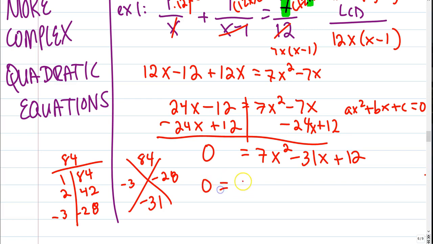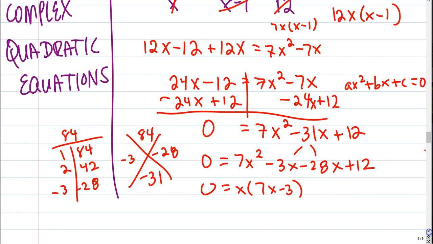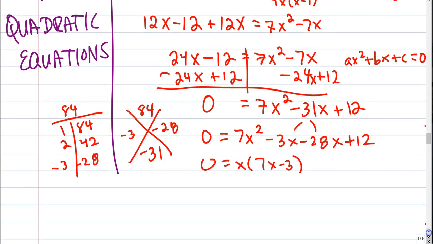0 is equal to 7x squared. We split the middle term: negative 3x minus 28x. The first two have an x in common, leaving us with 7x minus 3. The second two, 28 and 12, are both divisible by 4. Since the leading coefficient is negative in that group, I would pull out a negative 4, leaving us with a positive 7x minus 3.